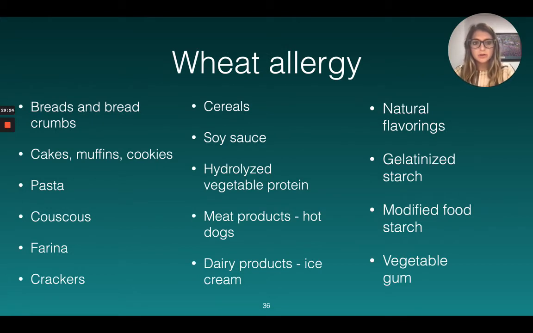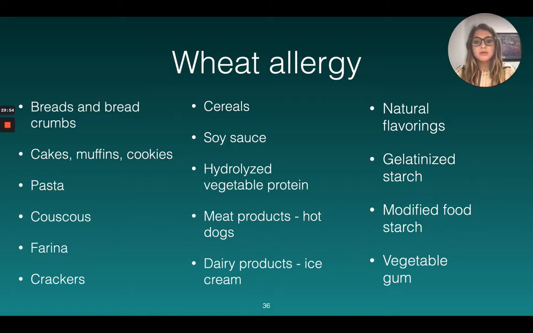So wheat allergy is also pretty common, and because wheat is found in so many food items, it can be a little daunting to avoid all products that do have wheat in them, because it is in a variety of food items. So breads and breadcrumbs, cakes, muffins, cookies, pasta, couscous, farina, crackers, a wide variety of cereals are also made with wheat. Soy sauce does have wheat in it.